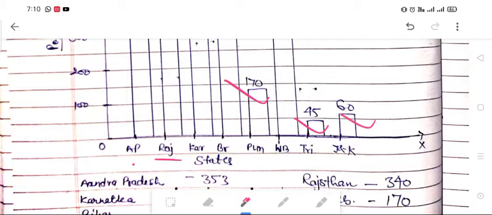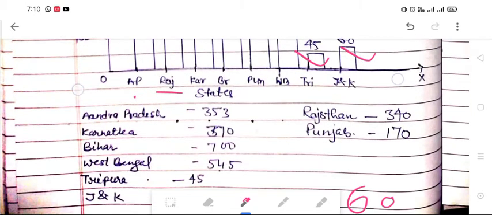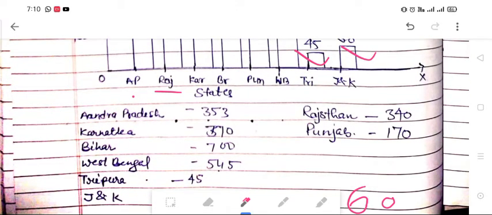So this is the bar graph for the question in which the population of some states of India is given, and the data are mentioned below the graph. So students, I hope the explanation of this question is clear to everyone. So let's see our next question.